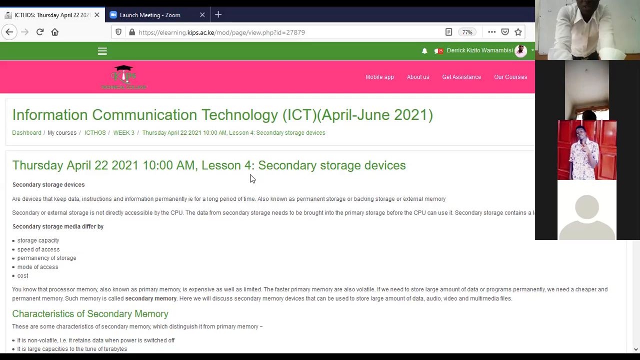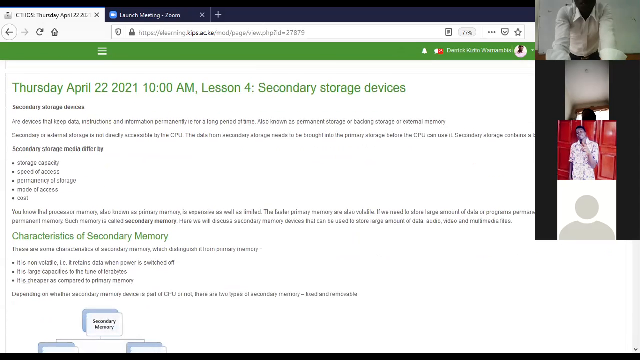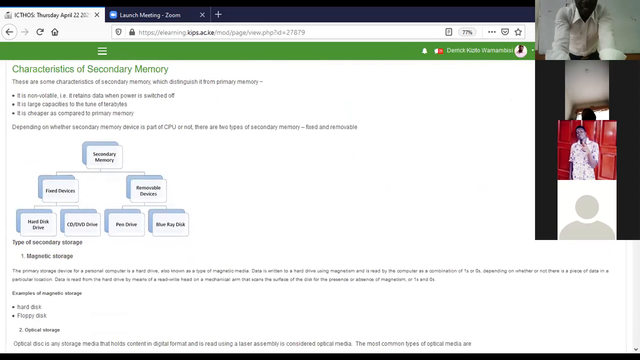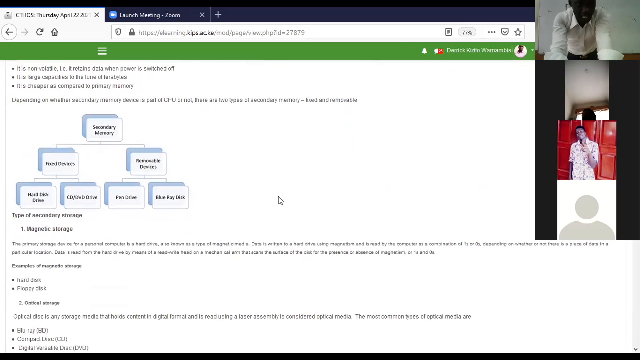So basically, secondary storage differs in terms of storage capacity, in terms of the speed at which you can access data on that device, in terms of what we call mode of access, the devices you use to access and their cost, in terms of acquisition and maintenance. So we have what we call the structure of secondary storage. One is called fixed devices, another is removable. Fixed ones are inside the system unit. Removable ones you take out, you just connect and disconnect.